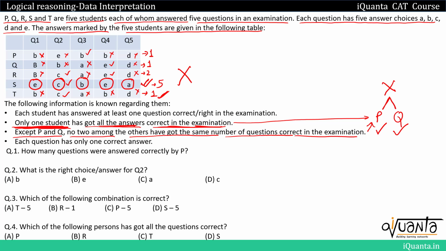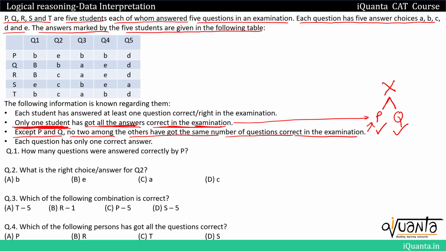Now at last we are remaining with T, so let us assume that T is the one who has answered all the questions correctly. So if T is the one who has answered all the questions correctly, these will be the right answers for question 1, 2, 3, 4, 5. So P will be right, Q will be right, R will be right, S will be wrong. For question 2, C is right, so these 2 will be correct, these 2 incorrect. For question 3, A is right, so these 2 correct, these 2 incorrect. For question 4, B is right, so T will be right, all 3 will be incorrect. For question 5, D is correct, so this will be the case.